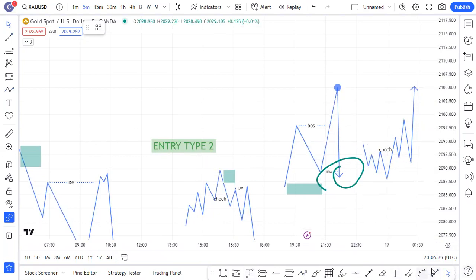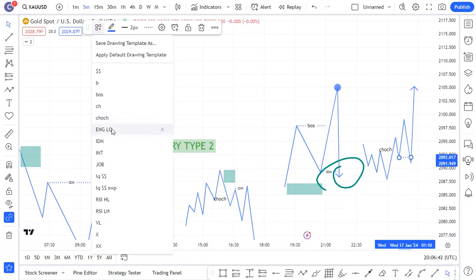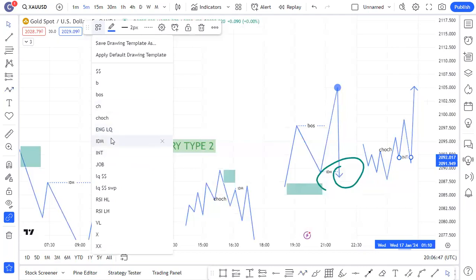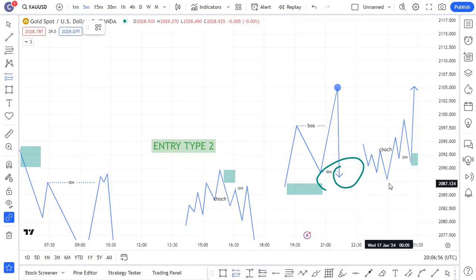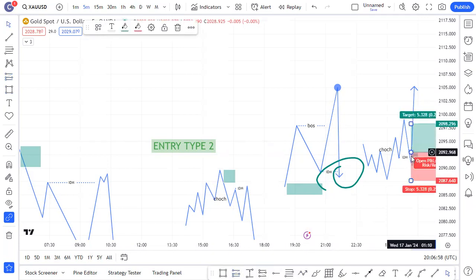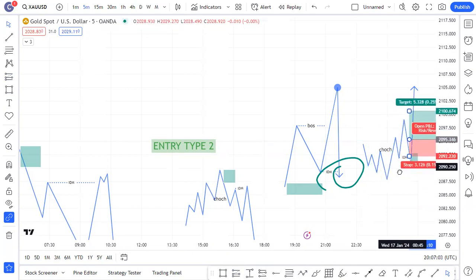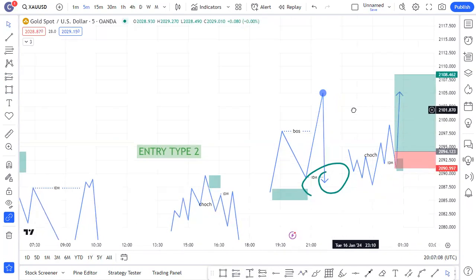So this will be a first pullback. All right, so the market might sweep this one or take it out. So you can sell at a single candle order block for more confirmation so that you don't miss out. You sell a mini buy on a single candle order block, and then you target the high. All right, target the high.